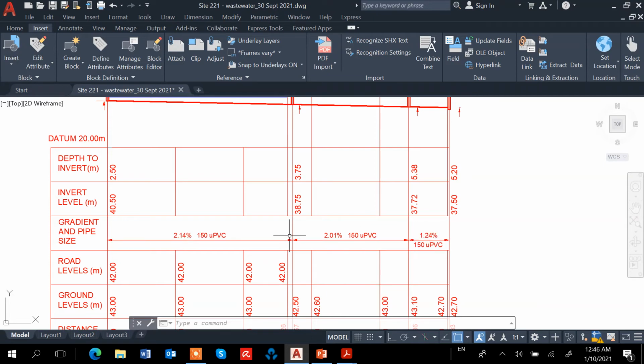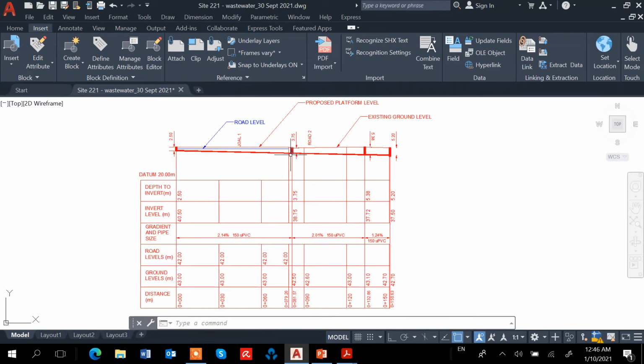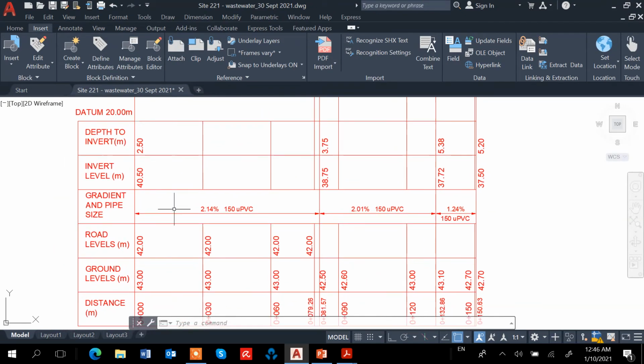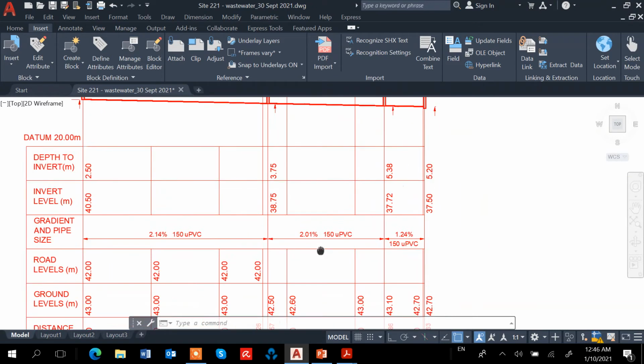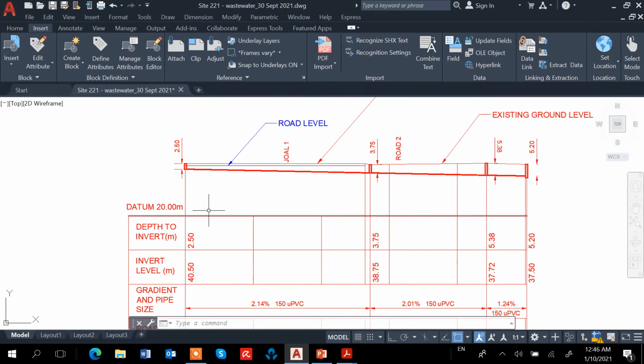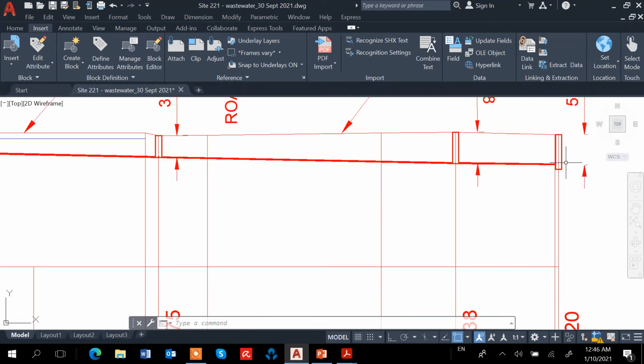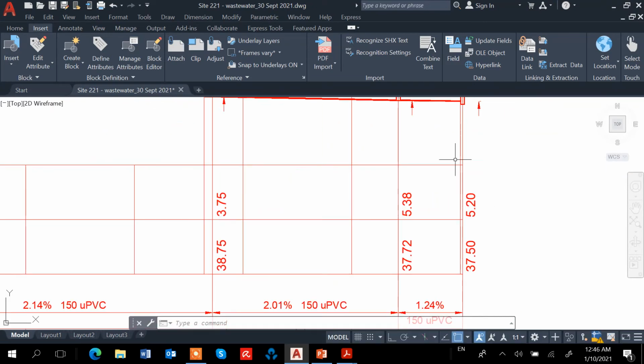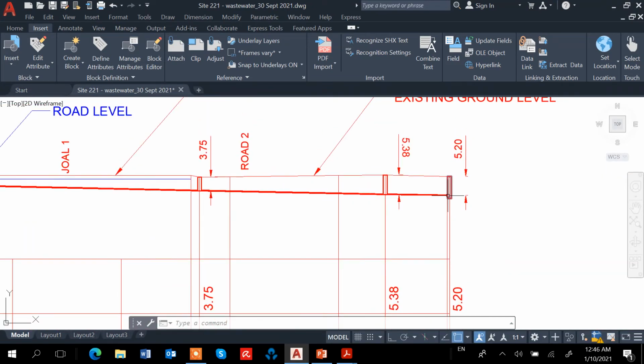Okay, so from this manhole to the first one is about 2.14%, also 150 UPVC, and further downstream is also 2%, 2.01%, and also 150 UPVC. So we established the 37.95, and we just walk backwards.